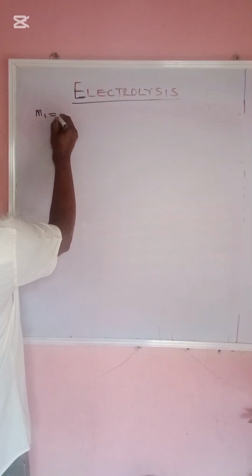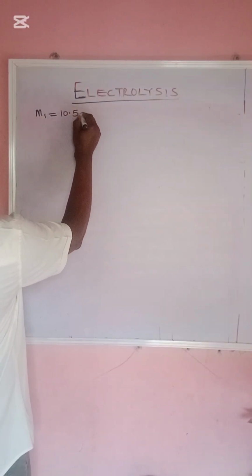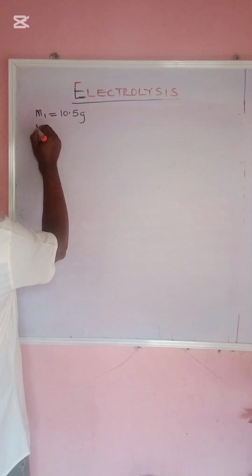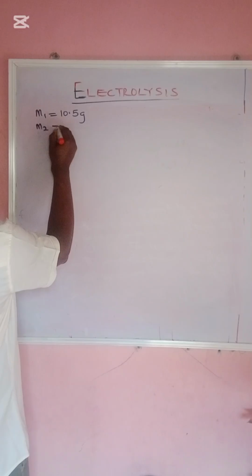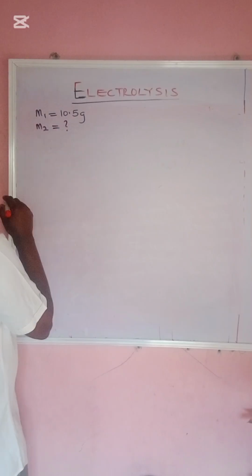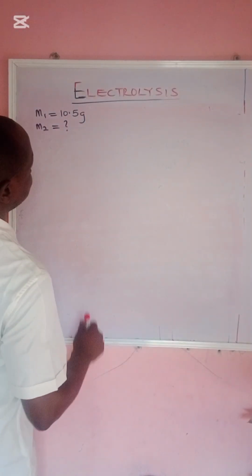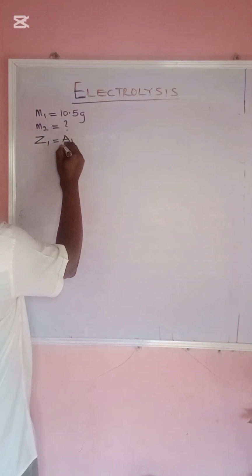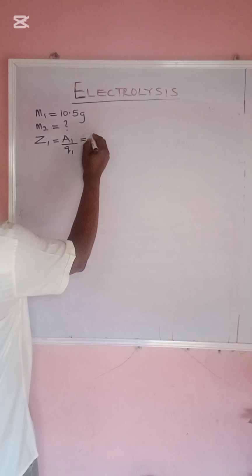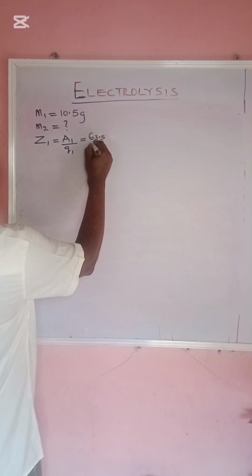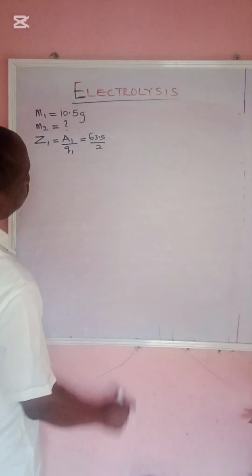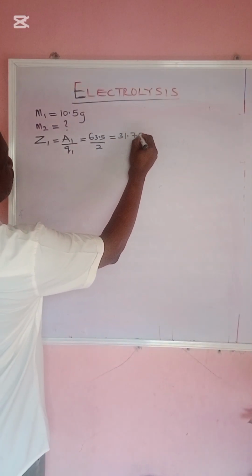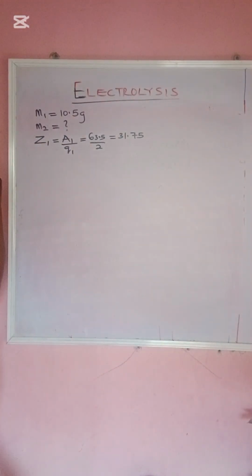Mass of copper, M1, is 10.5 gram. That is the solution. The mass of silver is unknown. That's what you have to calculate. In terms of mass, you know the formula: chemical equivalent is equal to atomic mass all over charge. The atomic mass of copper is 63.5, divided by 2, the charge of copper, so this one is 31.775.